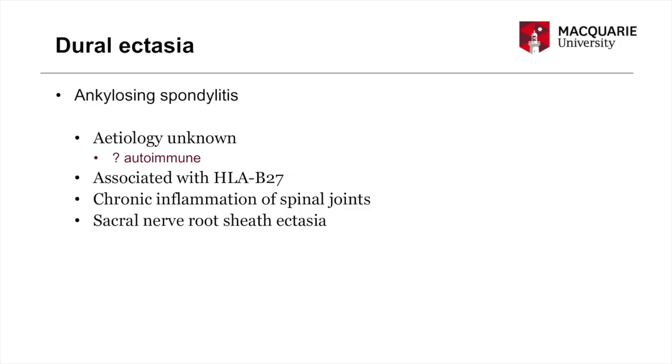But I mentioned that ankylosing spondylitis is also associated with dural ectasia. How that happens is really unknown. The actual etiology of this condition is not well understood. It's probably an autoimmune disorder. It is associated with the HLA-B27 genotype, and there's chronic inflammation, particularly of the spinal joints, and particularly leads to sacral nerve root sheath ectasia. Although how that happens is really not clear.